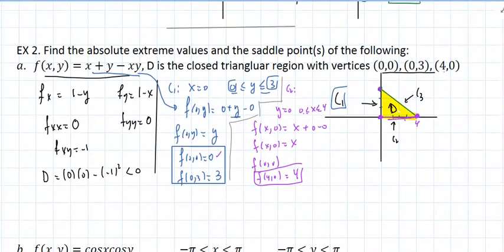The tricky part is really along C3. Along C3, this is y equals 1, 2, 3, and the slope of the line is negative 3 over 4 x.